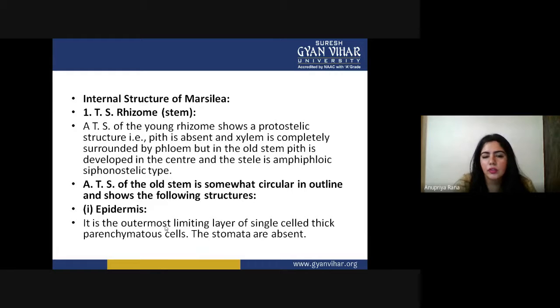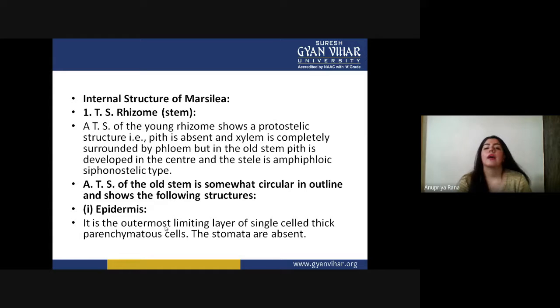So we are using the TS of, first, the rhizome, or you can say the stem of Marsilea. The TS of the young rhizome shows a protostelic structure. Protostelic means the stele is protostelic in nature. Pith is absent. Xylem is completely surrounded by phloem, but in the old stem, pith is developed in the center, and the stele is of the amphiphloic siphonostele type.